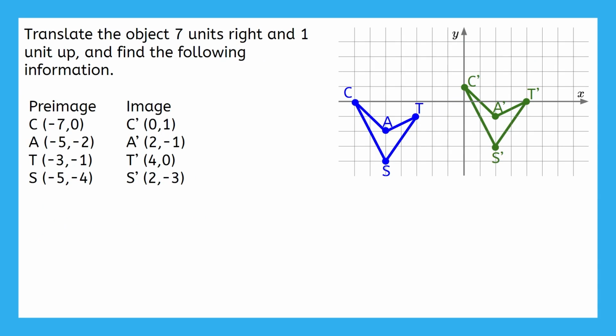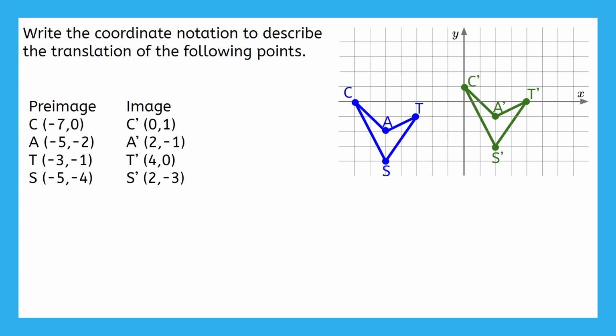Here's our second example from the previous lesson. Now our goal is to write a notation that describes what happened when this pre-image was translated. Pause the video so you could do this problem on your own. Let's see how you did. We have to find the pattern that takes us from the pre-image coordinates to the image coordinates. So what change do you see in the coordinates when we go from C to C prime? Now verify that the same change happens in all the rest of these.